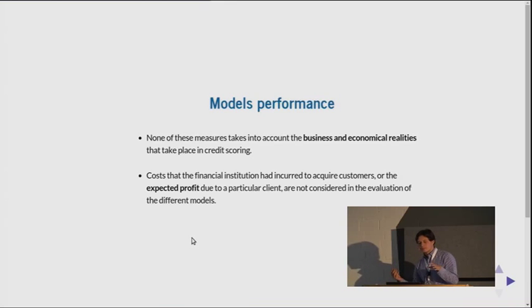In general, the cost that the financial institution has to incur in order to acquire customers is by all means not included in any of these features, in any of these measures. On the other hand, you have the expected profit that a particular client or customer will generate. So this is, of course, quite important, because you can say that if I decline a customer, if I have a misclassification on two customers and both are expected to be good customers, but the model misclassified them as bad customers, so I will not give money to them.